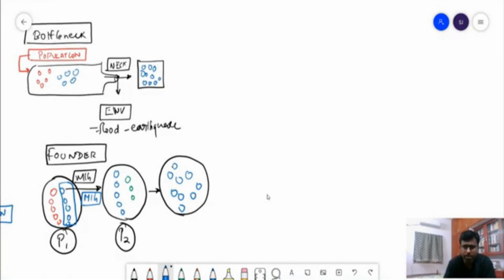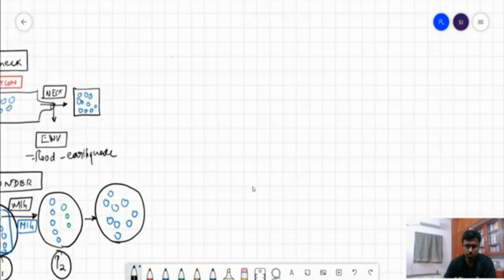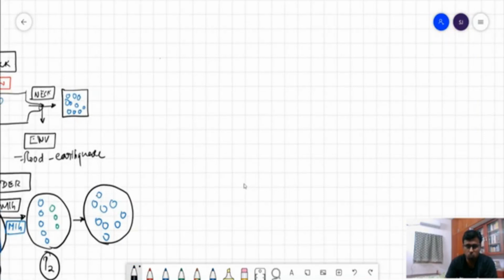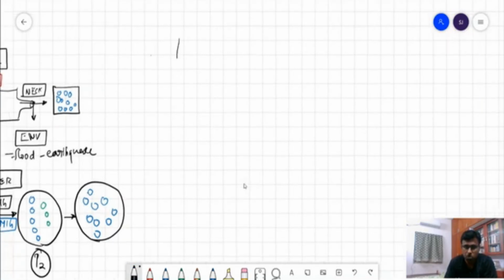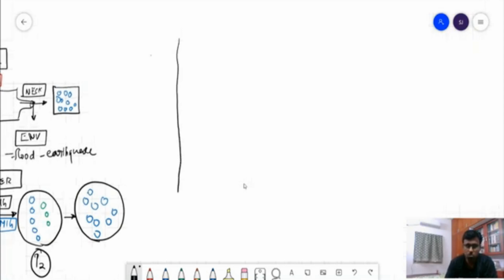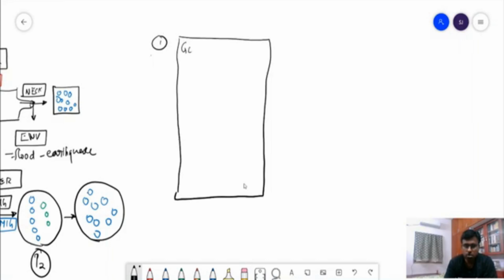But how to write answers? Now we have to come to this factor called answers. So how to write this answer? First is the definition of genetic drift. Change in allele frequency because of some environmental catastrophe is genetic drift.